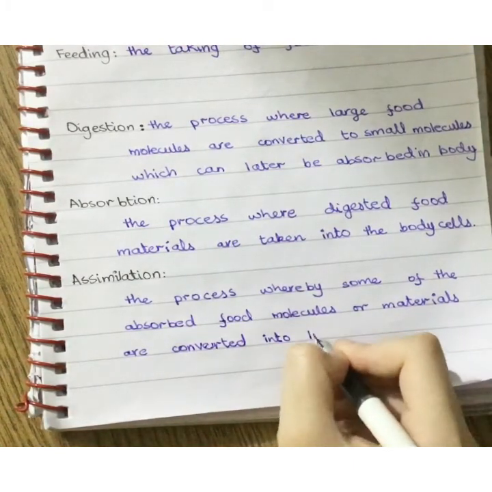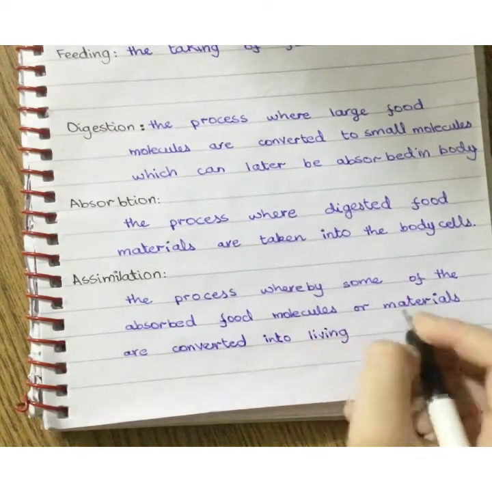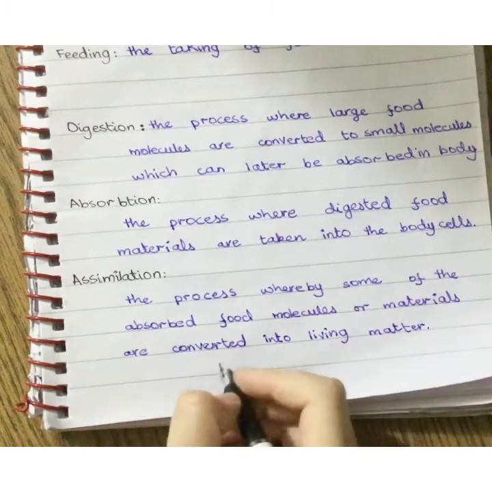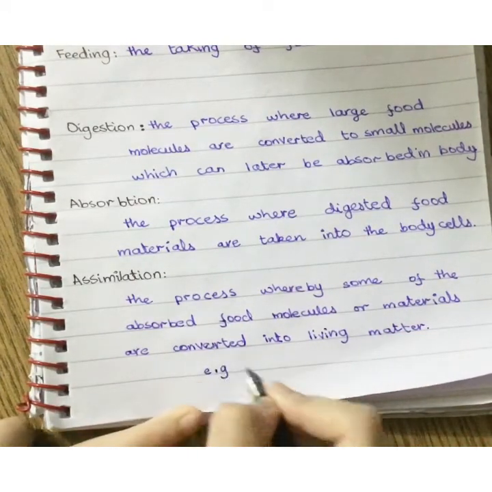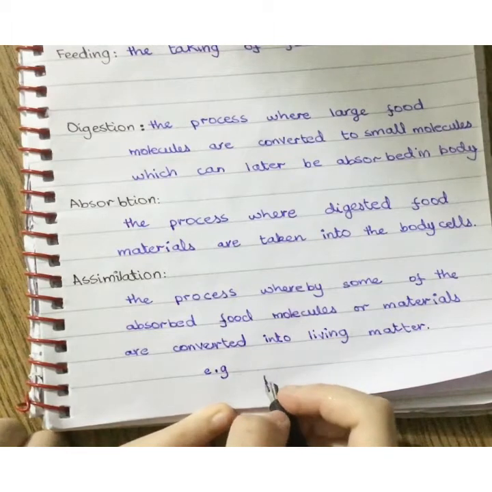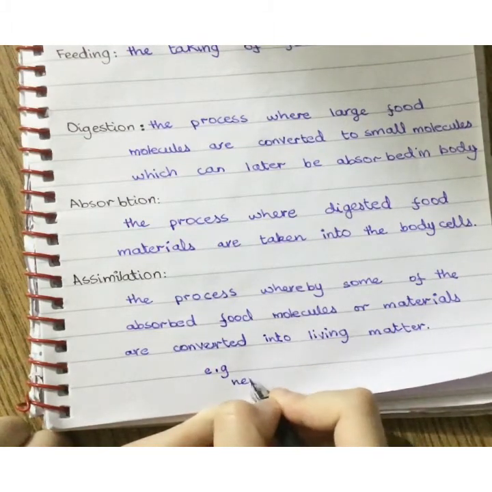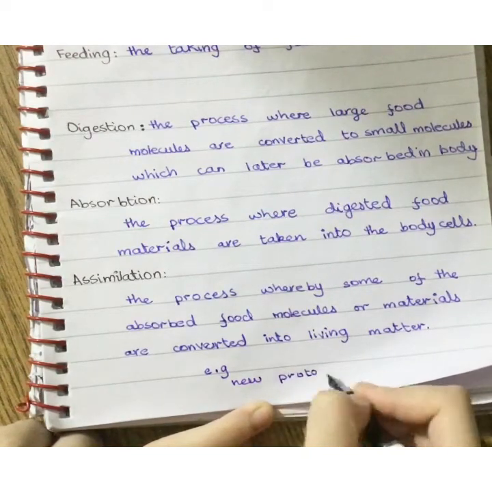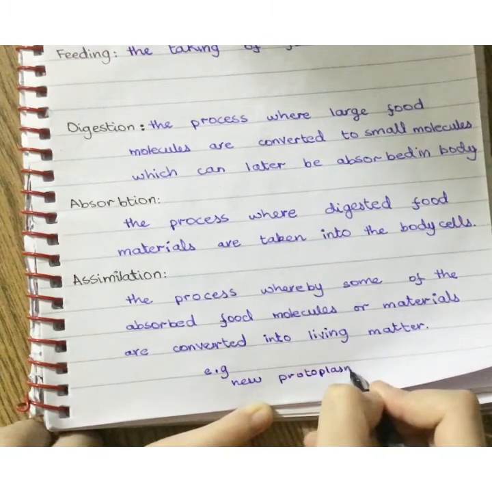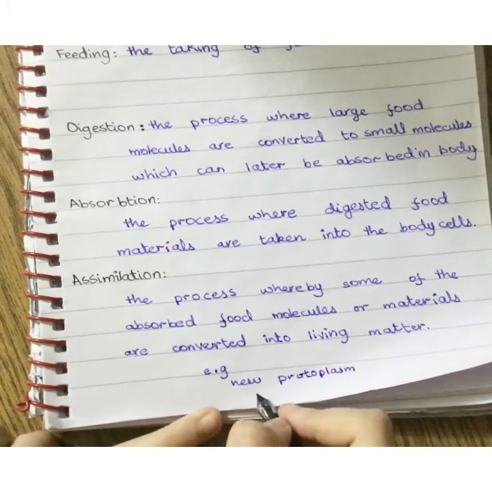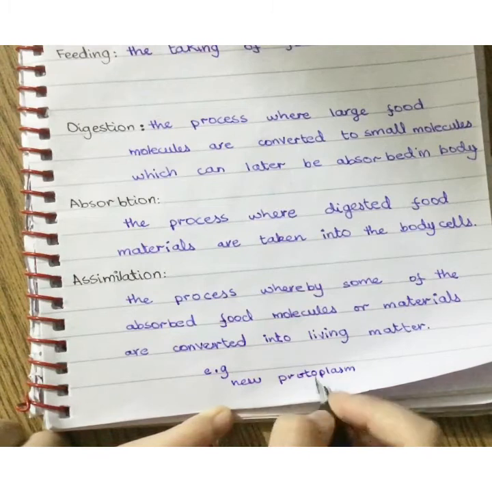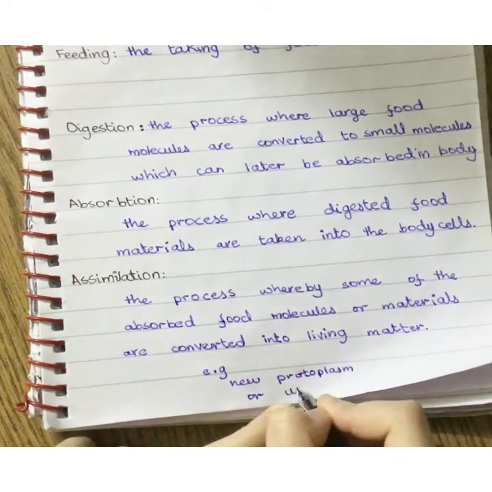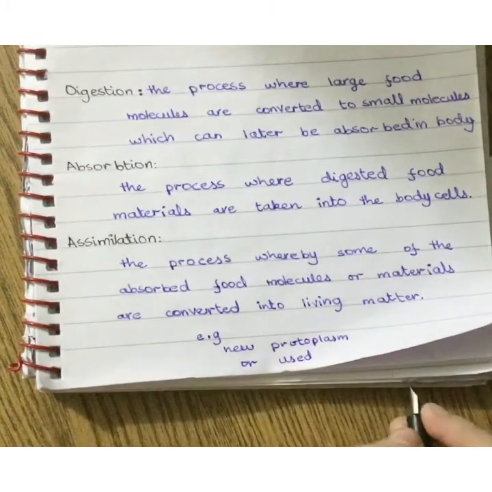I'd also like to give you some more examples of assimilation. I'm writing it on the paper, so everyone note it, even those of you who are not taking notes during the lesson. For example, how the food molecules are converted into living matter includes new protoplasm. We've studied it in the second chapter on cells. It includes cytoplasm, cell surface membrane, and also the nucleus. So new protoplasm, or one more example, is used to provide us energy, as I've said earlier.